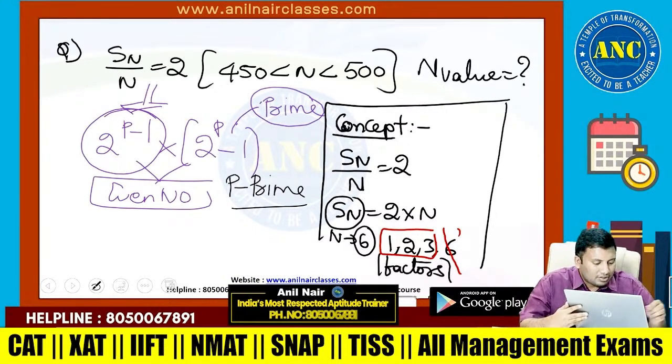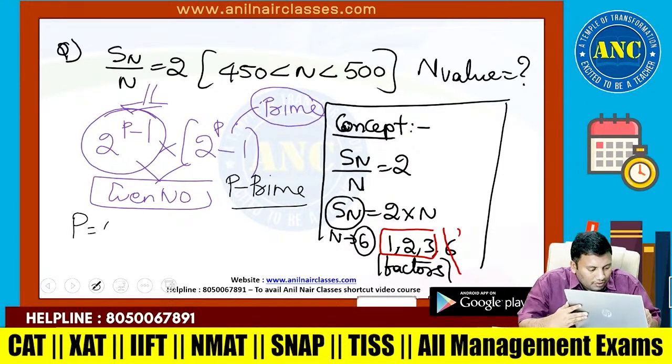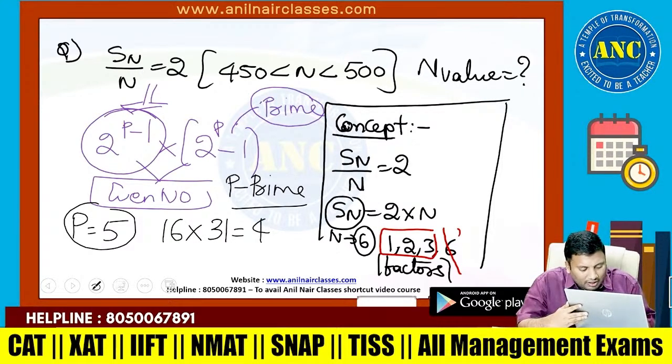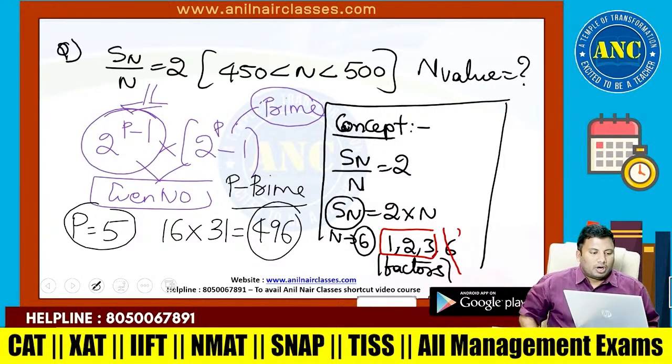Take p equal to 5. 2 power 4 is 16, 2 power 5 minus 1 is 31, and 31 into 16 is 496. The answer for this question is 496.